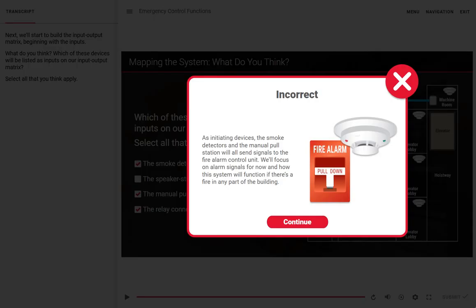Sorry, that's incorrect. As initiating devices, the smoke detectors and the manual pull station will all send signals to the fire alarm control unit. We'll focus on alarm signals for now, and how the system will function if there's a fire in any part of the building.